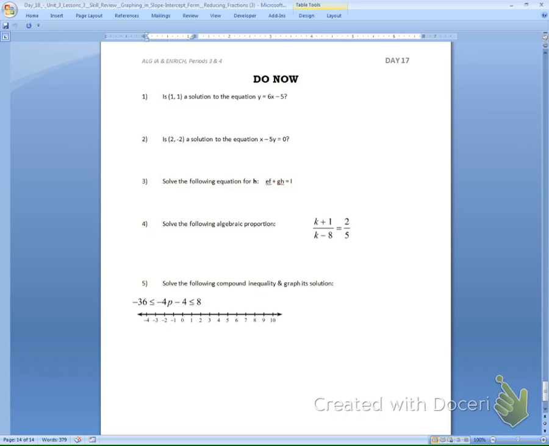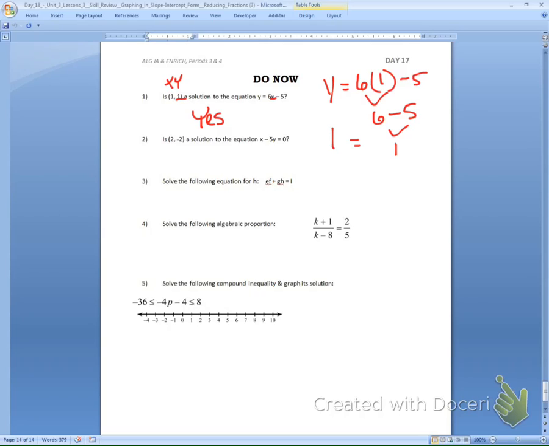If you remember, an ordered pair has an x value and a y value. If we substitute the x value in the equation with our x value from our ordered pair, we should get y as an answer if it's a solution. So let's try this. y is equal to 6 times x, we said x is equal to 1, minus 5. Well, 6 times 1 is 6, minus 5, 6 minus 5 is 1. Does that equal our y value of 1? Yes, it does. So yes, it is a solution.